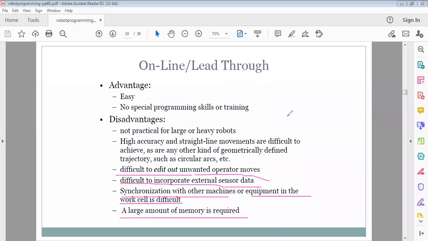So these are the advantages and disadvantages, which are more important from the examination point of view. In the end exam, you may be asked this kind of question: what are the advantages and disadvantages of online lead-through programming? Yes, this is very, very important.